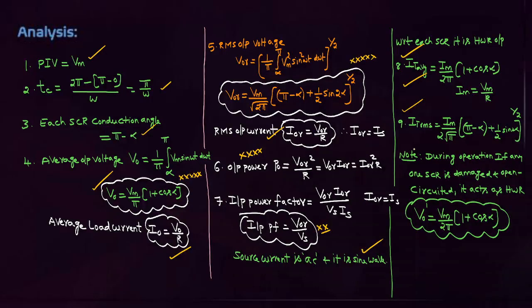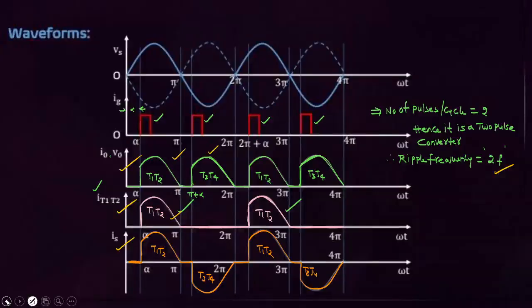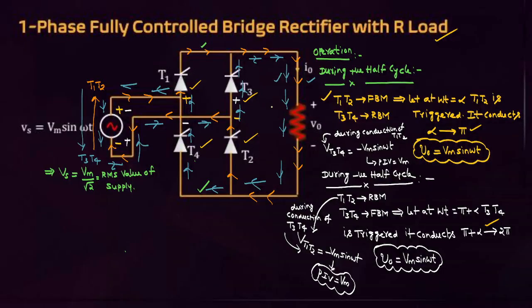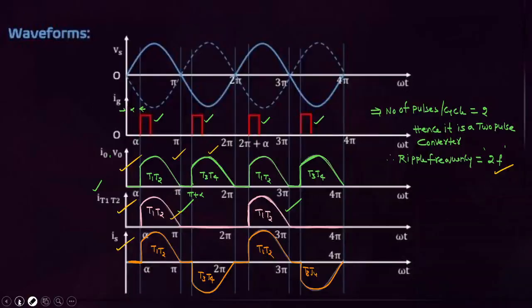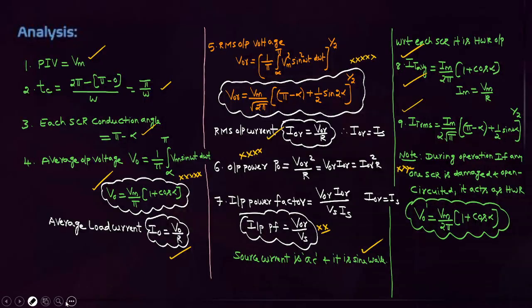But one point you have to remember, students. In this circuit, this is the full wave or fully controlled rectifier using R load. During the operation, let's assume that this T3 thyristor is damaged and open circuit. If any one thyristor is damaged and open circuited, it acts as a half wave rectifier. Then what is the average output voltage formula? That is Vm by 2 pi into 1 plus cos alpha.